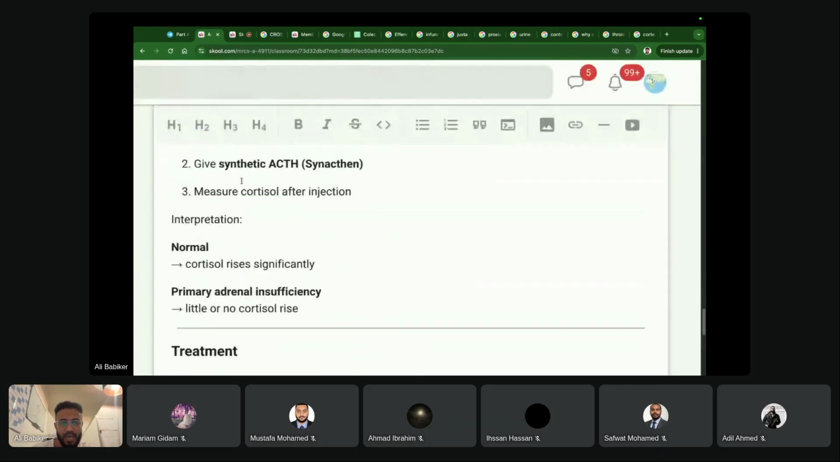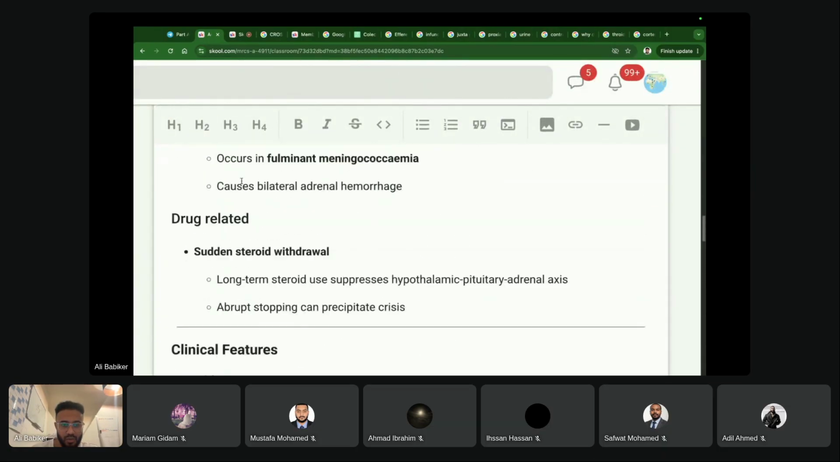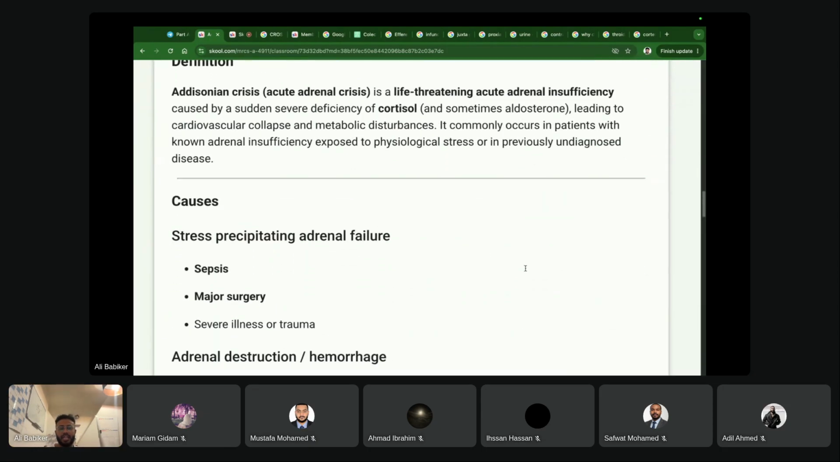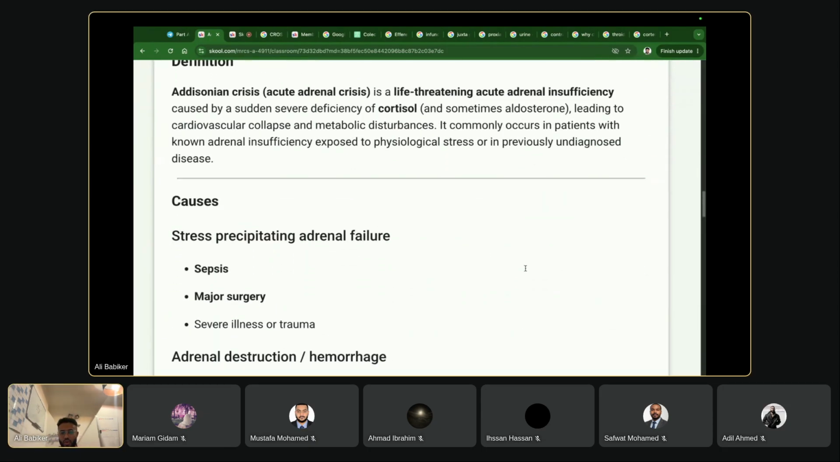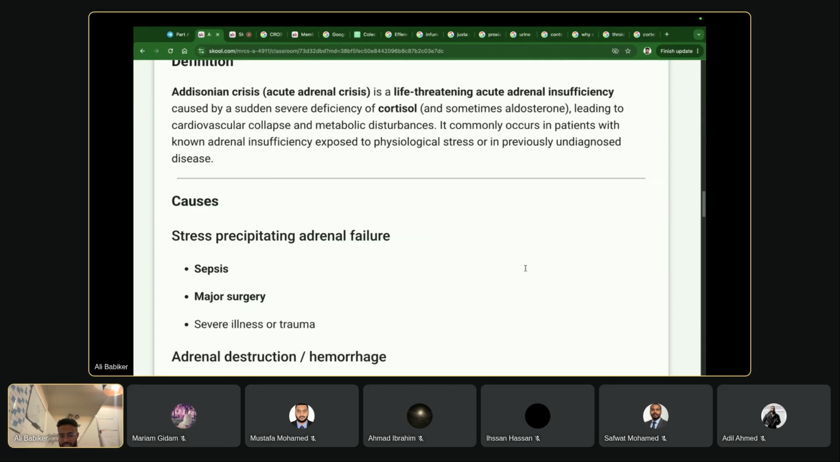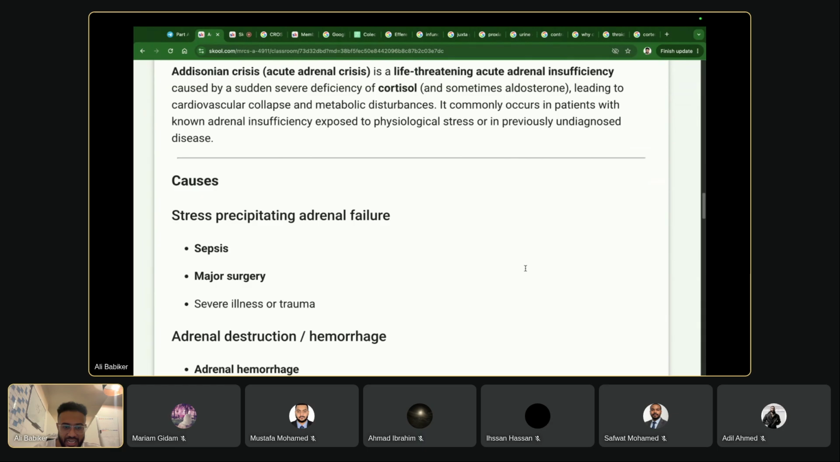Okay. Let me just complete what we started. All right. Causes. Stress precipitating adrenal failure, it could be due to sepsis, major surgery, or severe illness or trauma.